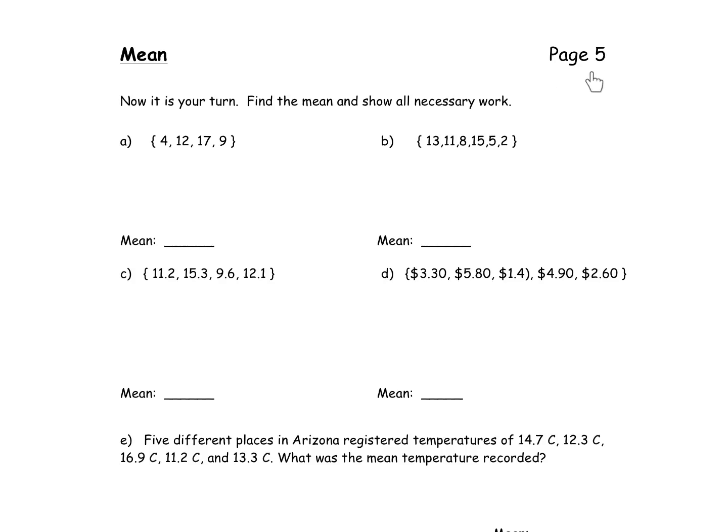Please turn to page 5, and today it's going to be your turn to try to find the mean. Before we start, we need to make a few corrections on the sheet. If you'll turn your attention, please, to letter D, the third data item should be $1.40. So let's make that correction.